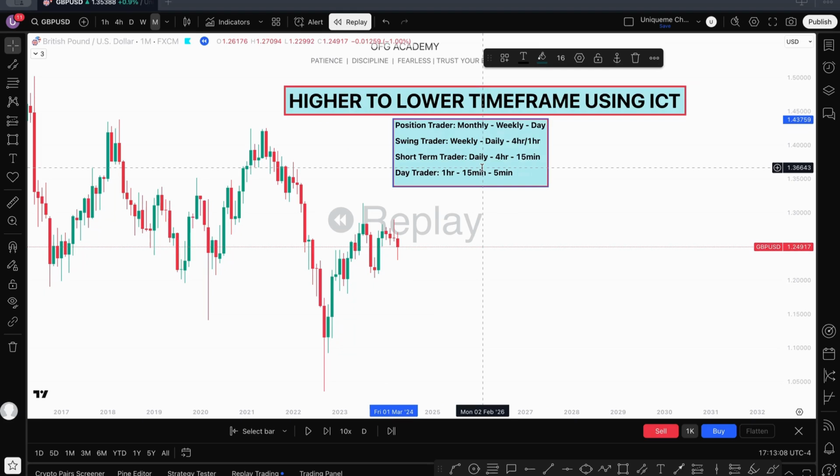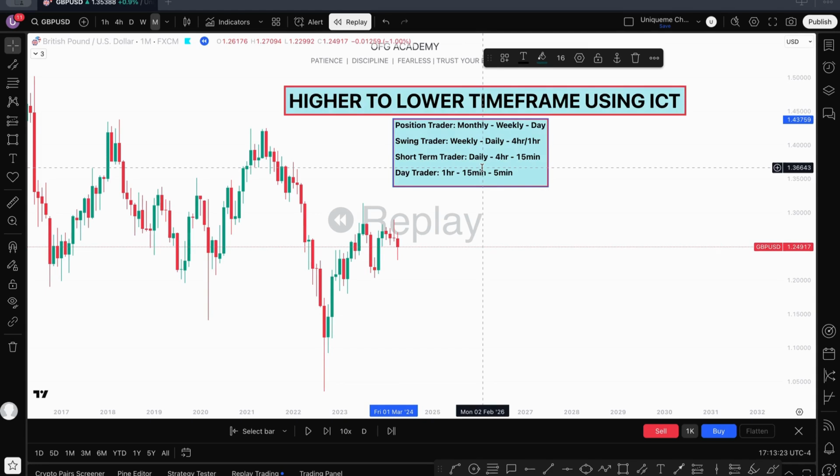Now today's topic is higher to lower time frame using ICT. I brought out this whole chart of what time frame you should focus on as a trader based on ICT. It's not from me. I got it from his channel.